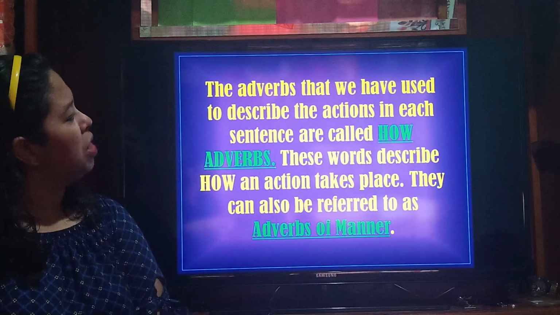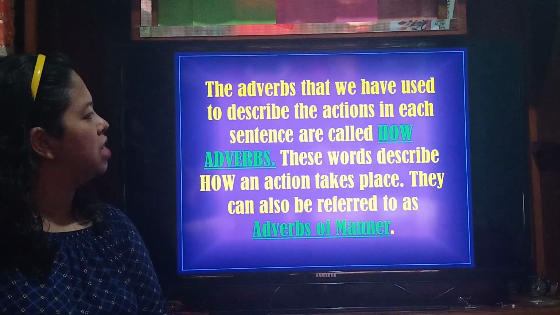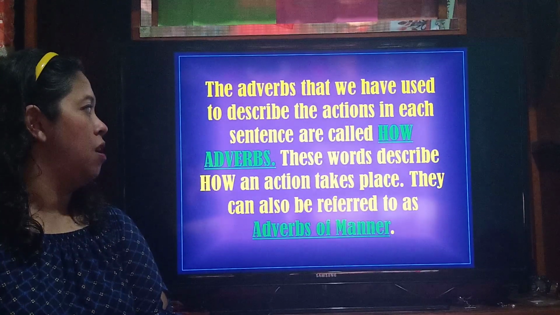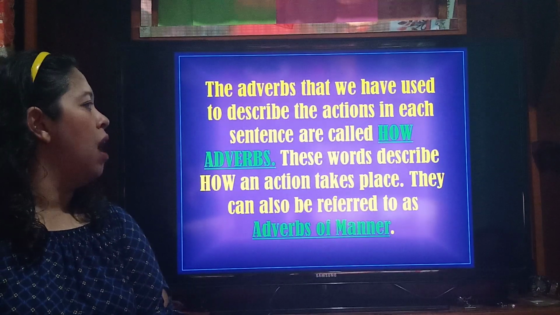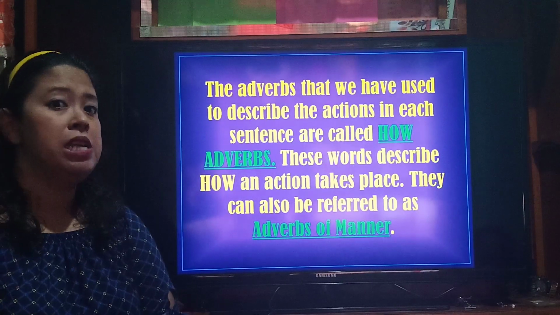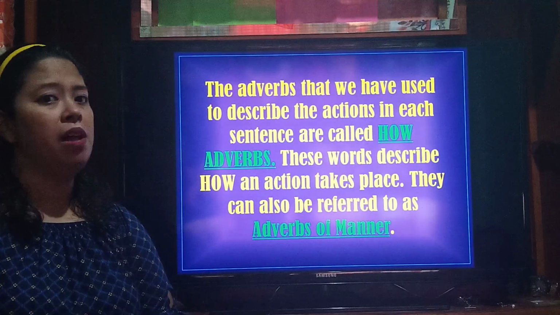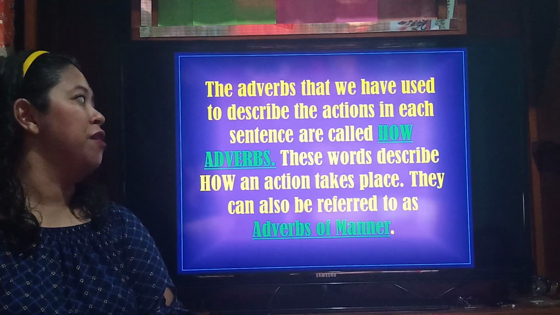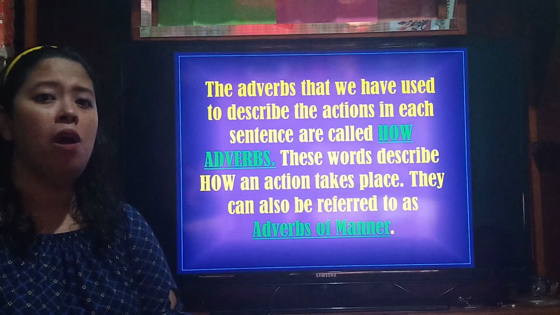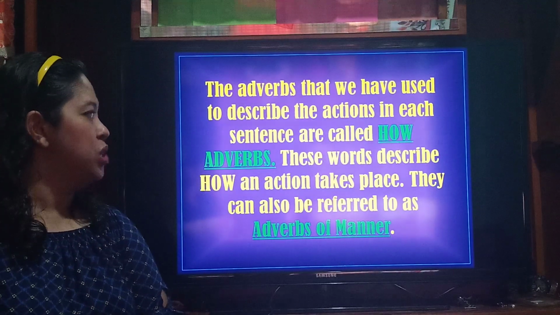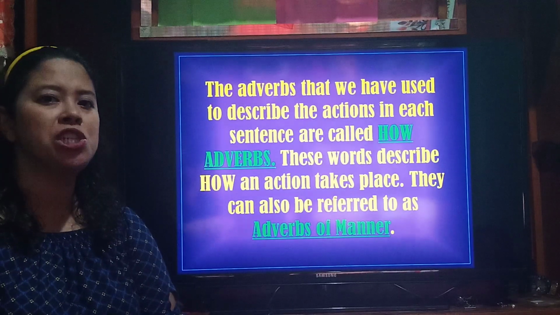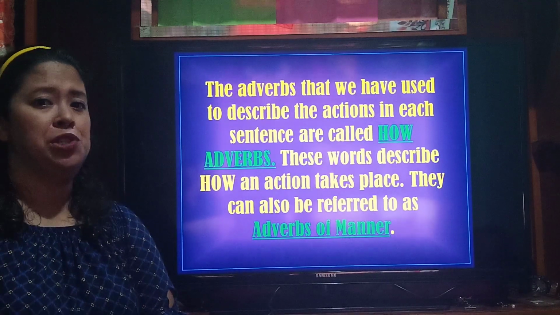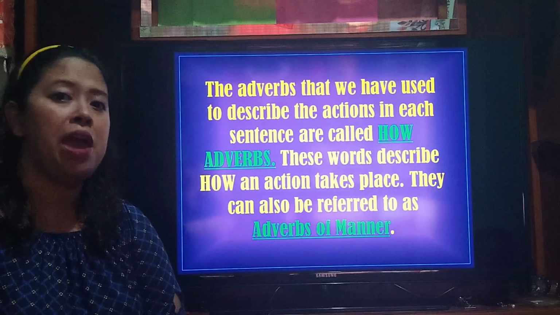The adverbs that we have used to describe the actions in each sentence are called the how adverbs. These words describe how an action takes place. Sometimes, some people call it adverbs of manner. Again, these adverbs are called the how adverbs. These words describe how an action takes place. They can also be referred to as adverbs of manner.